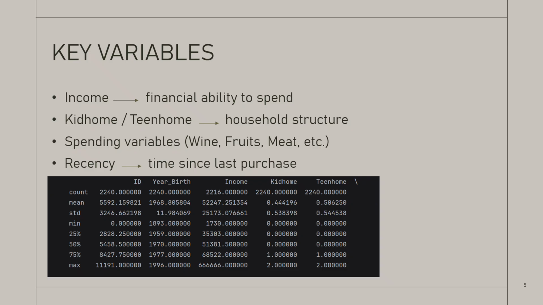In addition to this, we also included multiple spending variables such as wine, fruits, and meat products to better understand purchasing behavior across different categories. Finally, we included recency, which measures how recently a customer made a purchase. This helped capture how active each customer is. Together, these variables give us a strong understanding of differences in customer behavior.